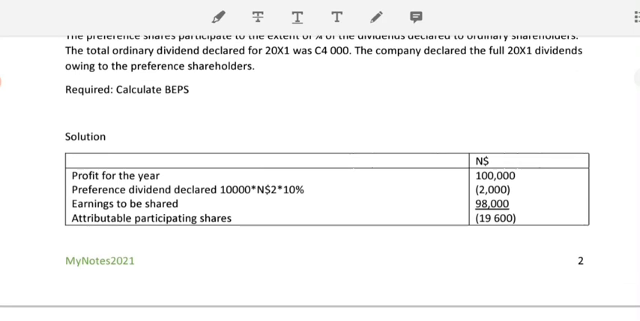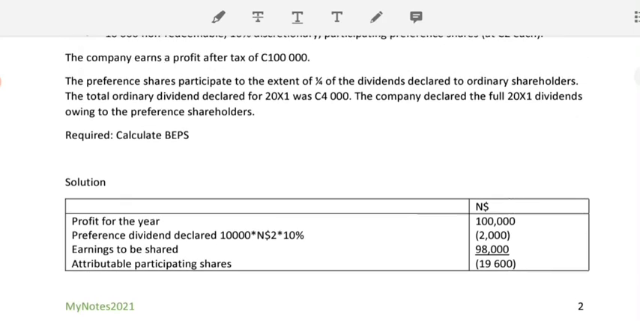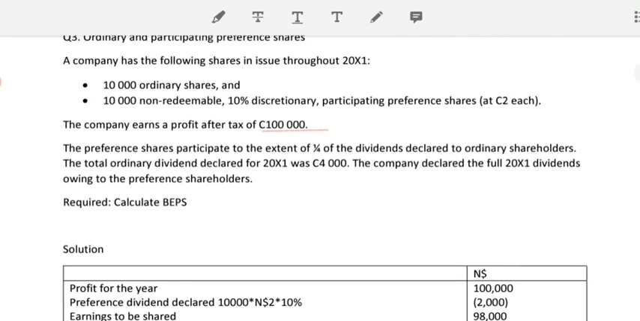We'll say profit for the year, which is 100, is given here. We take the preference dividends, which is 10,000 times 10% times $2. We get 2,000.